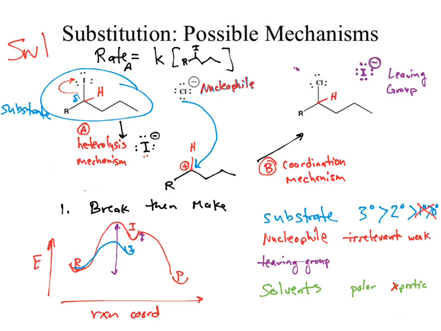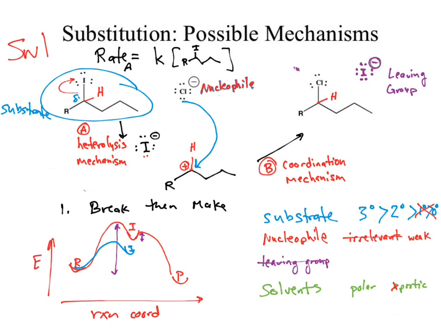You should be able to do the same thing for the SN2 reaction. Okay? Use colors. Use all those pieces. Okay? I want to break and make at the same time. Draw out what that means as a mechanism.